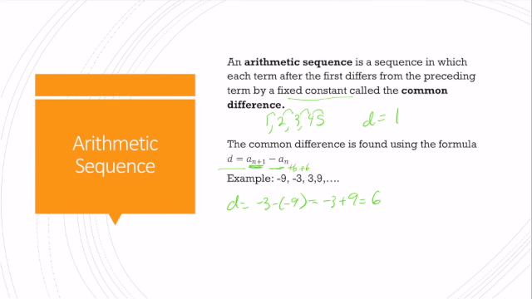And it's important to check each of these to make sure that the difference is always 6, because if we had the sequence -9, -3, 3, 8, here the difference isn't 6, here it's 5. So this would not be arithmetic. But this one is, because the difference between -3 and -9 is 6, the difference between 3 and -3 is 6, and the difference between 9 and 3 is 6, and so on and so forth. That's what these ellipses mean.